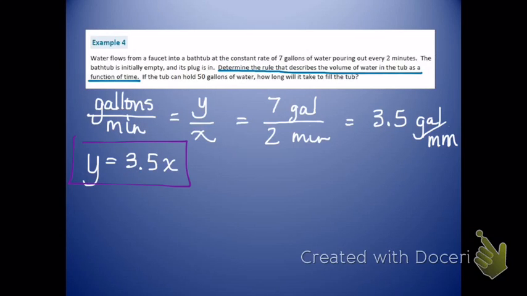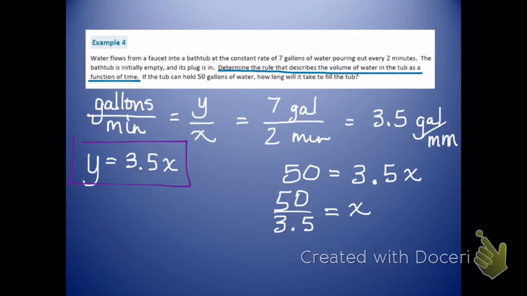And so now I'm asked, if the tub can hold 50 gallons of water, how long will it take to fill it? So what I want to do is make Y equal to 50 gallons. So 50 is equal to 3.5x. If I divide by 3.5, I get the time. X is the number of minutes that it takes for the faucet to fill a 50-gallon tub. And that would be approximately 14.3 minutes. It didn't come out exactly even, but approximately 14 minutes. We could even round it off to that.